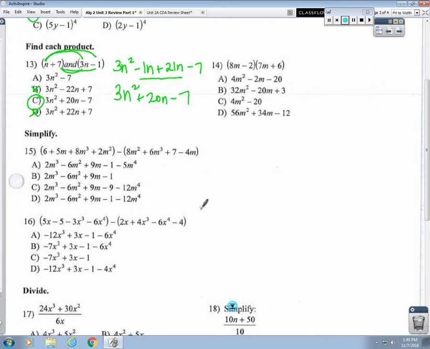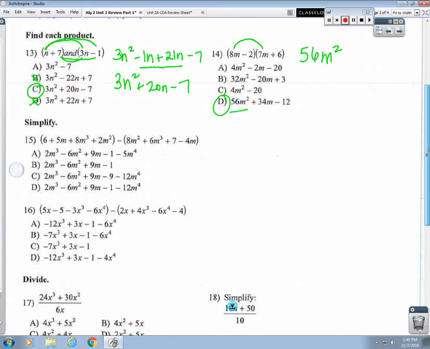Okay, so what do we do for number 14? FOIL again. 8m times 7m is... And then look, that's the only one with a 56m squared, so you're done. Okay, number 15.